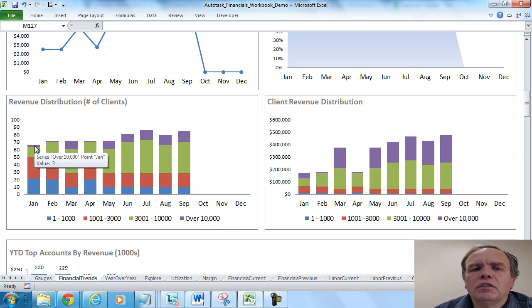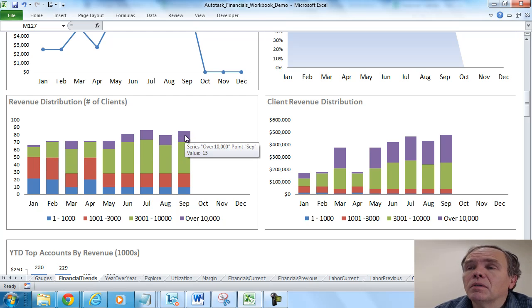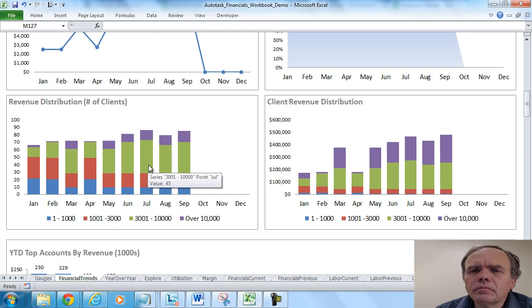And what you do is you get a visual indication where I can actually see that although in the beginning of the year I had 3 clients that were paying me over 10,000 on a monthly basis, at the end of the year, or I should say at the end of September, I actually had 15. So I can see that growth in terms of large clients. And so although I can look at an average, this tells me how my segments are growing or changing in terms of the clients that I have.